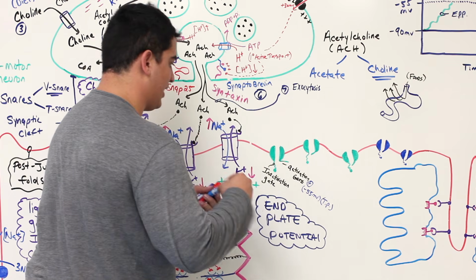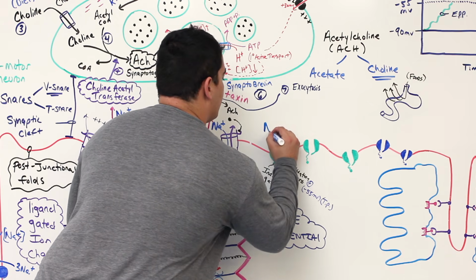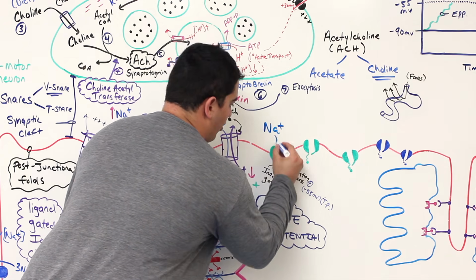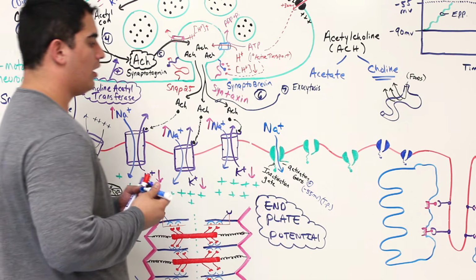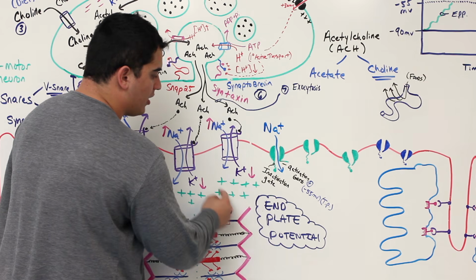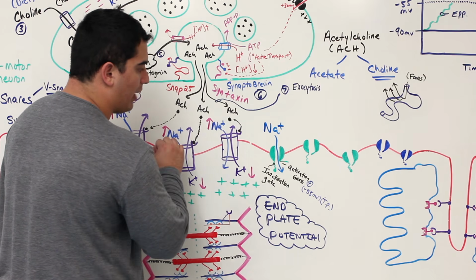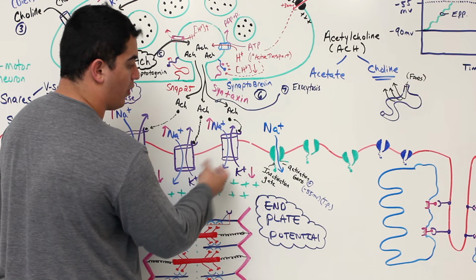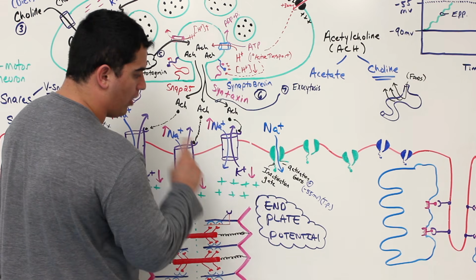Okay, let's do that with this nice blue color here. That's a nice color. So that's sodium coming in. Let me repeat this one more time. The inside of the cell is becoming more positive due to the acetylcholine binding onto the ligand-gated ion channels, or the nicotinic receptors, type 1.